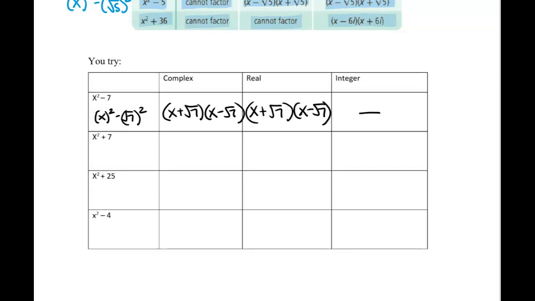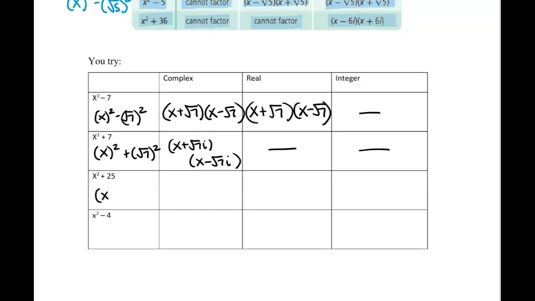x squared plus 7 is very similar. x squared plus square root of 7 squared. Okay, so let's see. That is, well, it's not an integer. It's a plus, so we're going to have to use i's, so it's not real, so it's only complex. This is x plus square root of 7i times x minus square root of 7i.